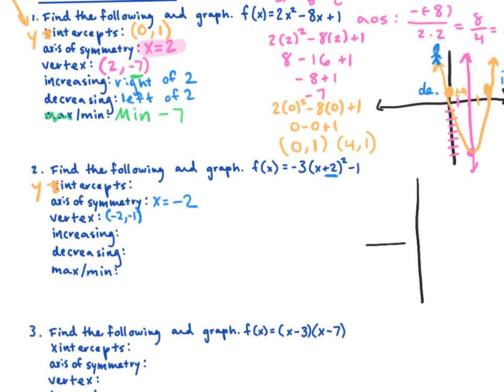Now we can go ahead and graph our vertex and our axis of symmetry. So we're going to go to the left 2 and down 1. So that point is our vertex, and our axis of symmetry is just going to go right through it.